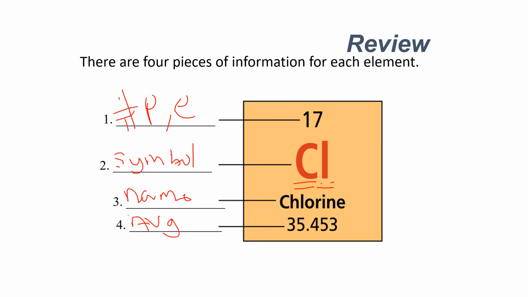Now remember, if I wanted to find my neutrons, I would have to round this to a whole number because we can't have part of a neutron. So if I were to try and find my neutrons for chlorine, I would take my average atomic mass and round it to 35, and I would subtract from it the number on the top. So 35 minus 17 tells me that I have 18 neutrons.